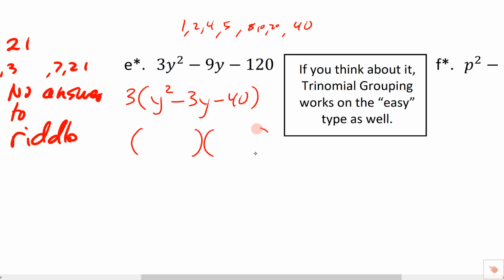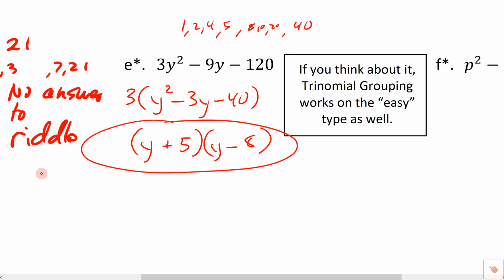So here's what I'm going to do. I'm going to start off a set of parentheses, because really we've got an easy trinomial here. So I'm going to do a y and a y, and I need the 5 and the 8. They need to multiply to be a negative and combine to be a negative. Again, the rule is if they have to combine to be a negative, the biggest one's going to be a negative. That means the other one's going to be positive. So let's just double check here. Do these multiply to be negative 40? Yes, they do. Do they combine to be a negative 3? Yes, they do. So we got this right.